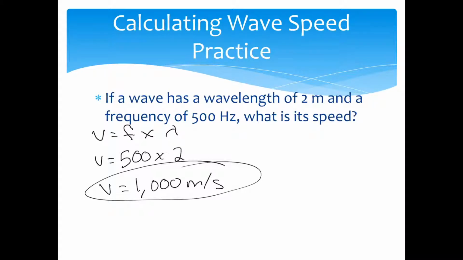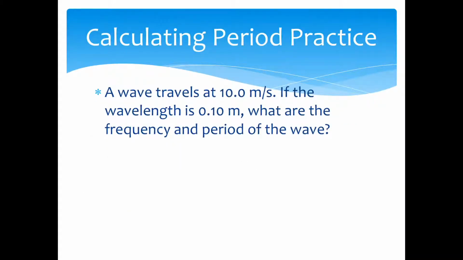Alright, so I have one more I would like to try. If a wave travels at 10 meters per second, and the wavelength is 0.1 meters, what's the frequency and the period? So this is tying everything that we've learned together.